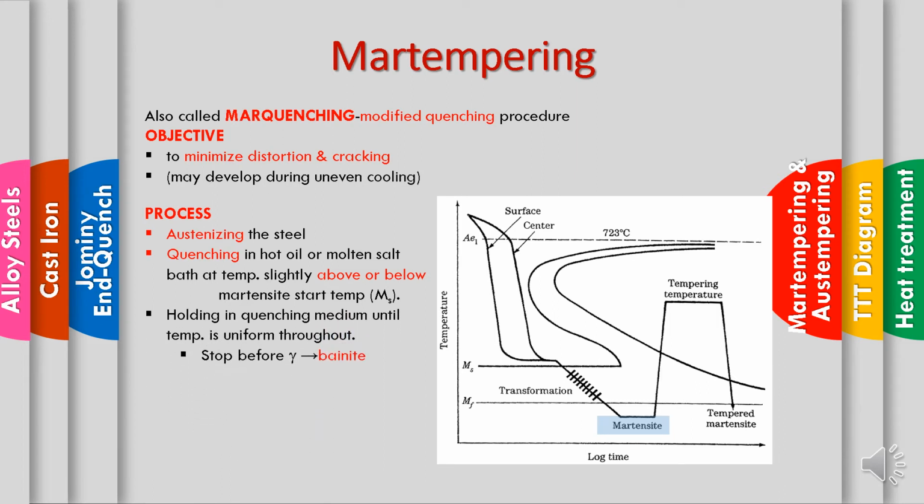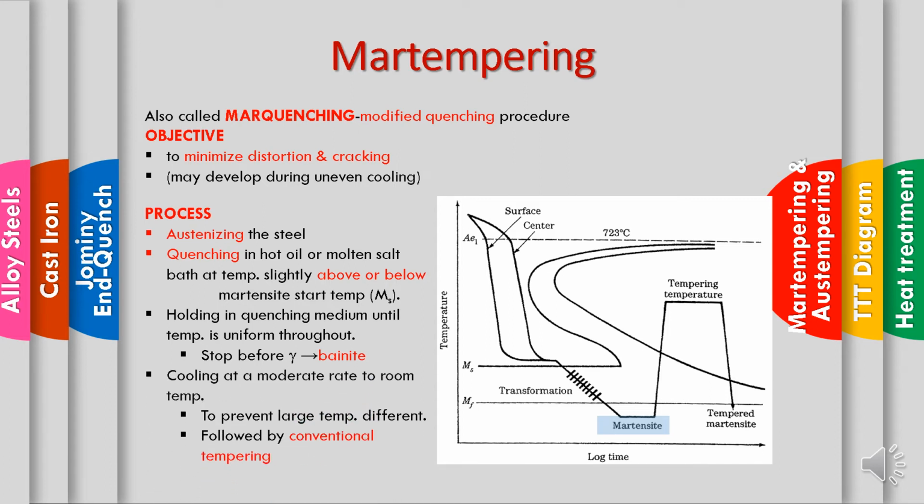Okay, then hold in the quenching medium until a certain temperature, and stop before bainite, where the austenite forms bainite, and then cool at a moderate rate to room temperature. This is to prevent a large temperature difference, followed by the conventional tempering here, and it will produce a tempered martensite.